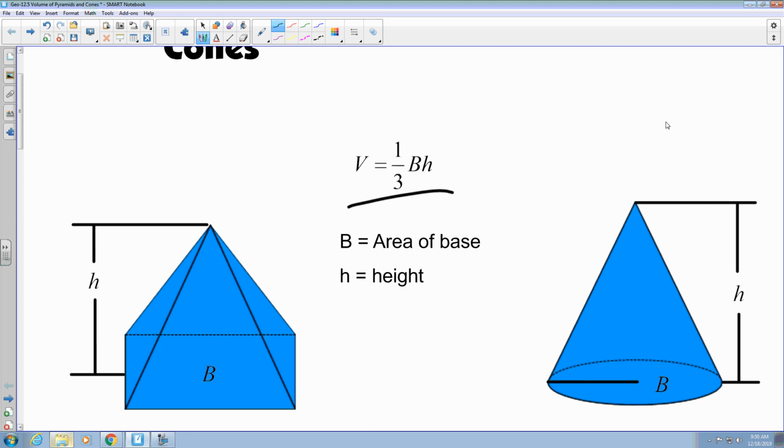Okay, so that goes for whether it's a right pyramid or cone going straight up and down, or if it's oblique where the vertex is kind of shifted to one side or the other. As long as you have the height that is perpendicular to the base, we're good to go.